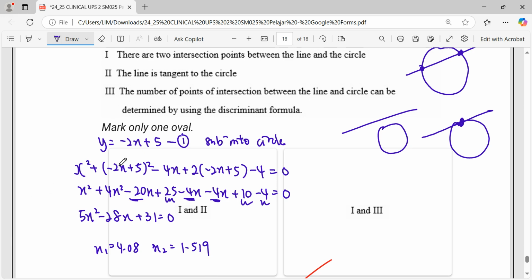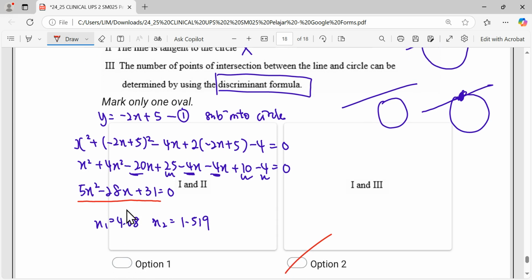Which means that there are two intersection points between the line and the circle. Is the line a tangent? No, when your line is a tangent means you just touch your circle. You only have one intersection point. And then the number of points of intersection between line and the circle can be determined using the discriminant formula. Yes, because when I want to solve this quadratic, I have to identify the discriminant of this quadratic, whether it has two roots or one root or no real roots. In this case, I solved it directly to get the coordinates.